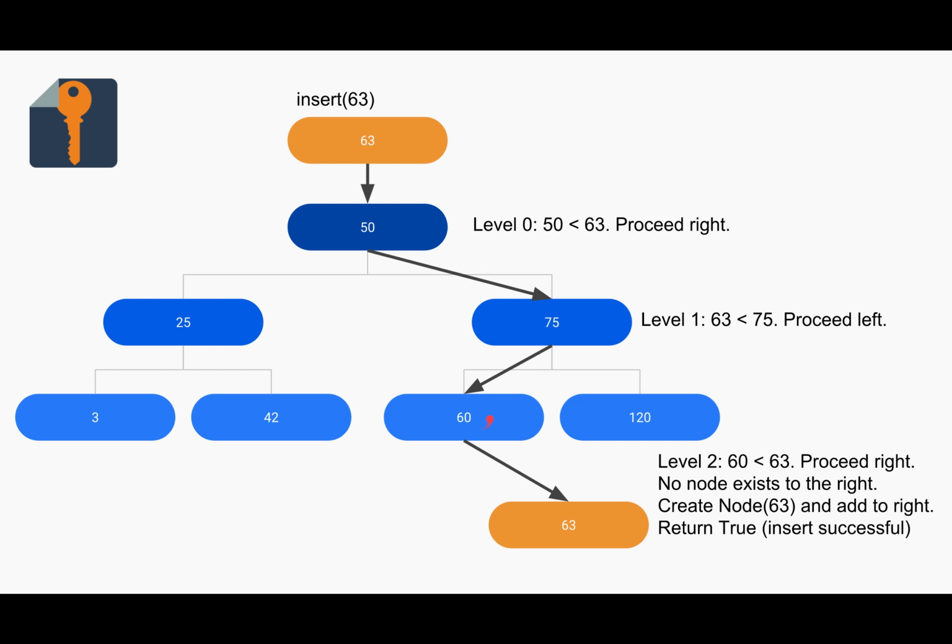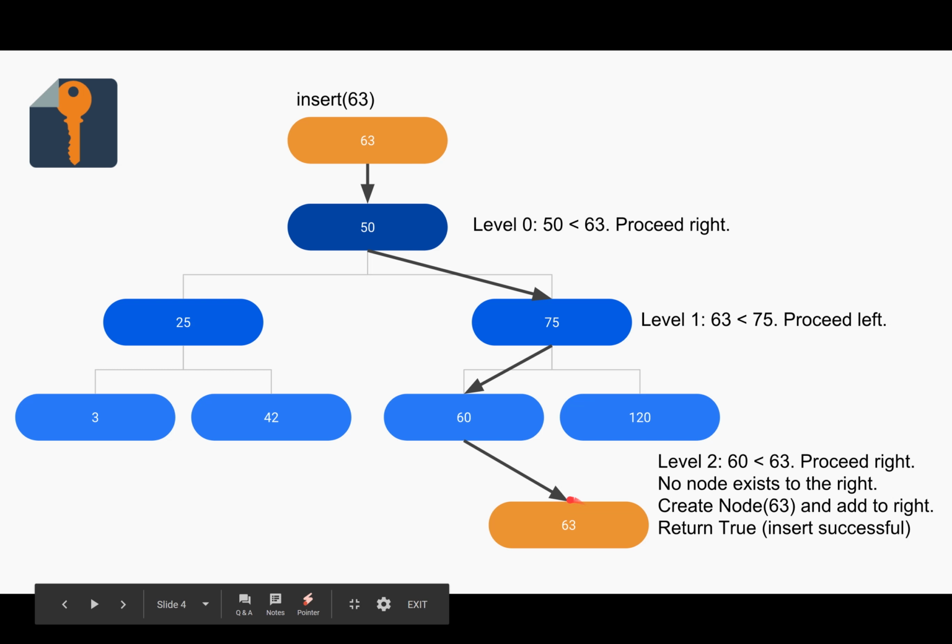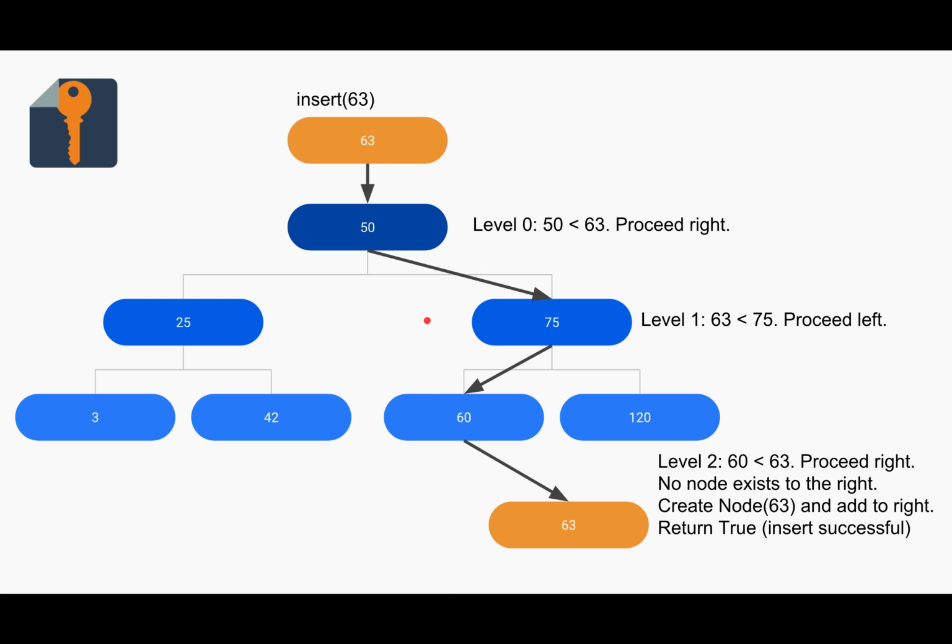Now we're looking at a 60 node. 63 happens to be greater than 60, so we're going to proceed to the right. Now it may not show it, but 60 here, although it is a leaf node, has a little holder for left node and right node. So when we go to the right, we see that it's empty, and we create that new node for 63 and insert it.